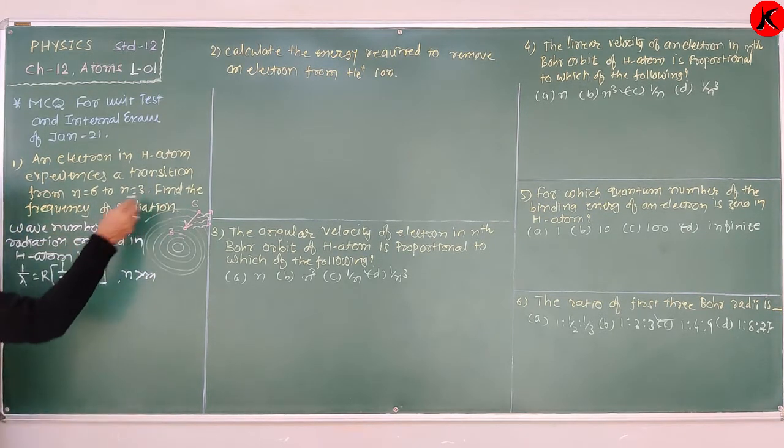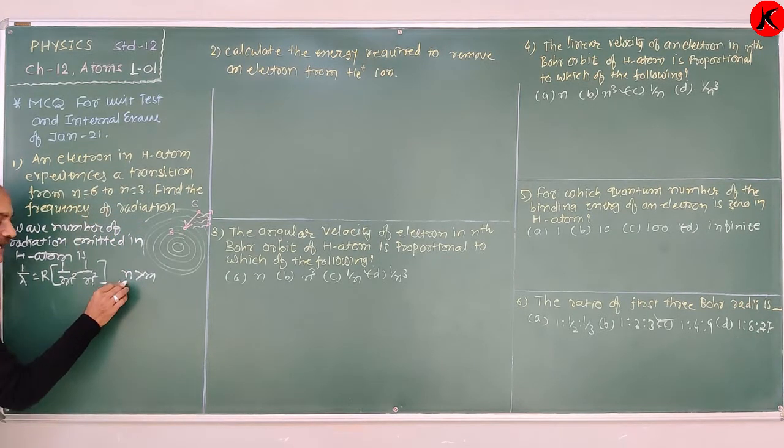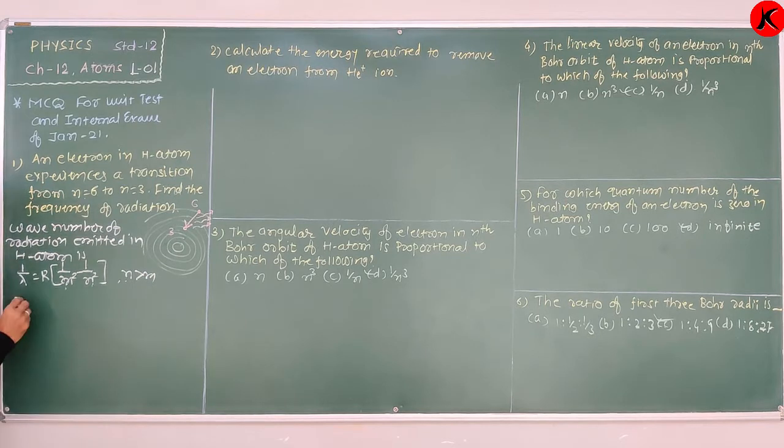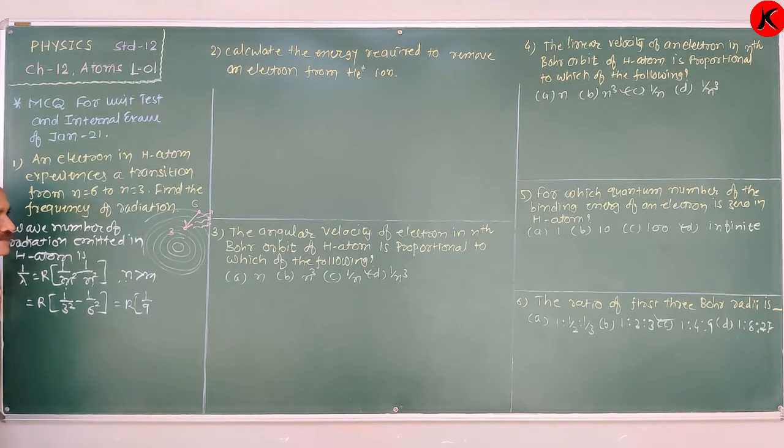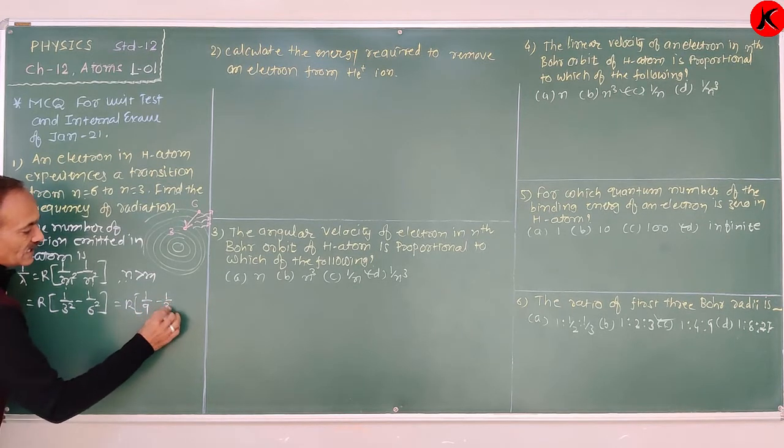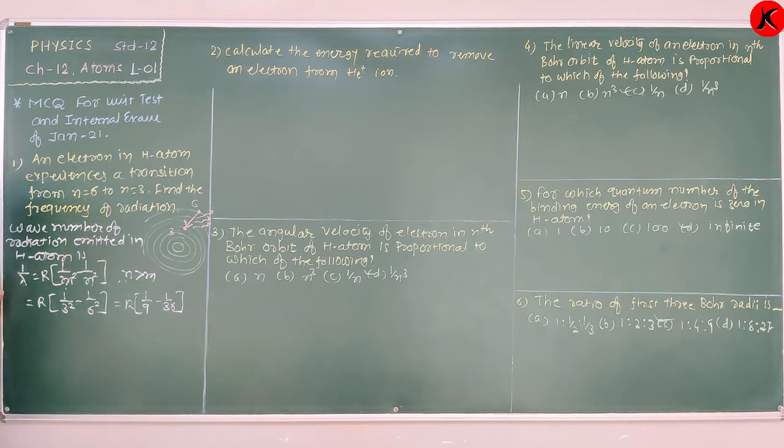Here the electron makes the transition from 6 to 3. So 6 is our n and 3 is our m. Therefore, R into bracket 1 upon 3 square minus 1 upon 6 square. Clear? Therefore, R into 1 upon 9 minus 1 upon 36. Therefore, we obtain 1 upon lambda equal to 27R upon 324. That means R by 12.